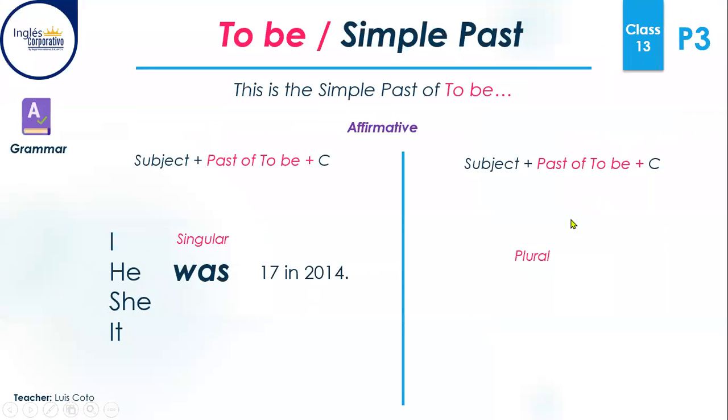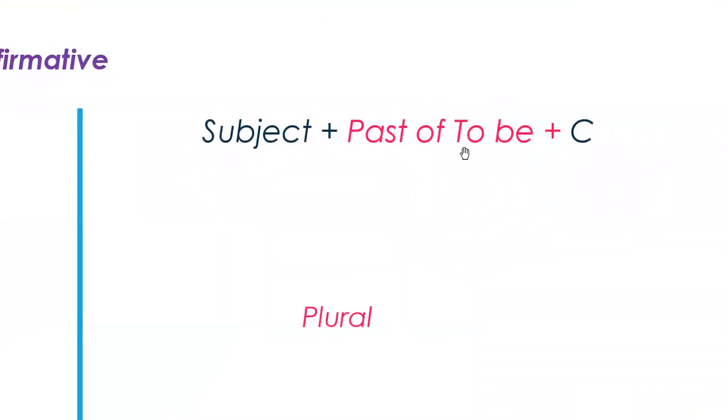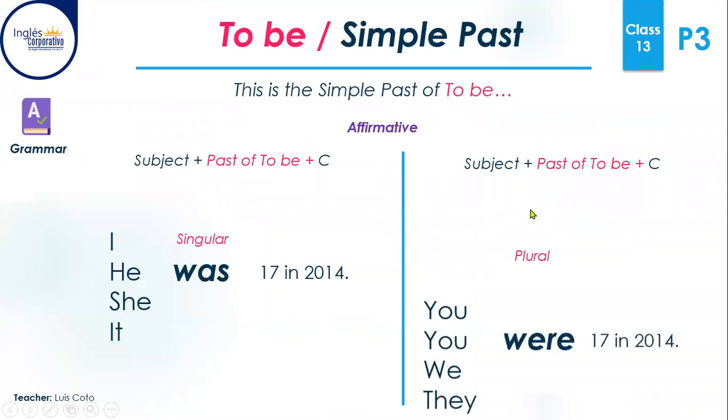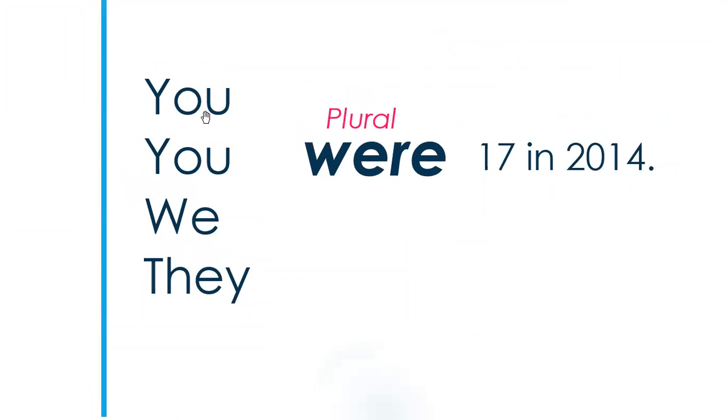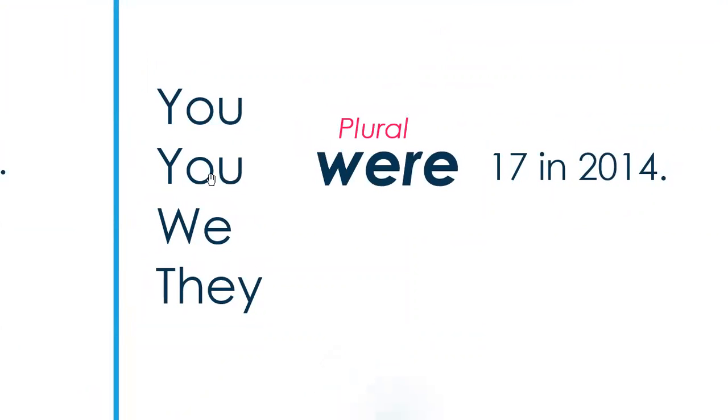What about the verb to be in plural? The same structure. Subject plus past of to be plus a complement. And the subjects? You were 17 in 2014. Okay, second. You were 17 in 2014. All right, but you twice. Dos veces you. Why? ¿Por qué? Why twice? I don't know. But you singular and you plural. Yes. Okay, it's different.